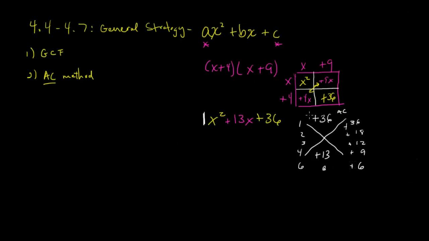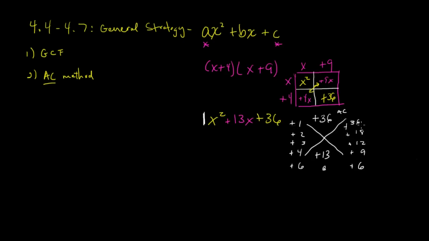And then the sign of the AC term tells you if these are the same as those or if these are different from your big numbers. Now, since this is positive, then they have to be the same because a positive times a positive is a positive. So all of these are also positive. Now I have to look and ask myself, can I combine any of these numbers and get a positive 13?